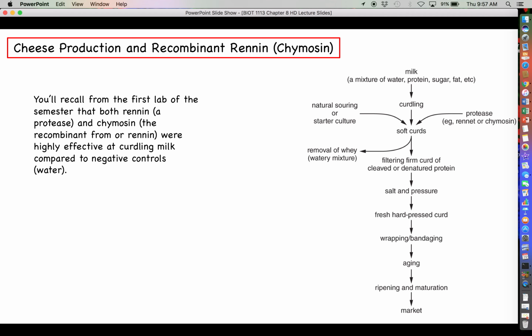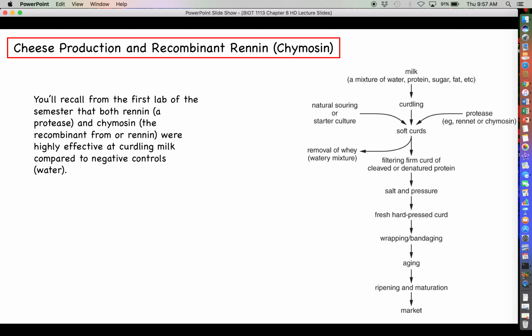So here's another interesting application of recombinant DNA technology, something that we did the very first week of the semester. The first lab that we did, just to introduce you to what it's like to work in a laboratory setting, was nothing too crazy, something kind of fun. You'll recall that we made cheese.